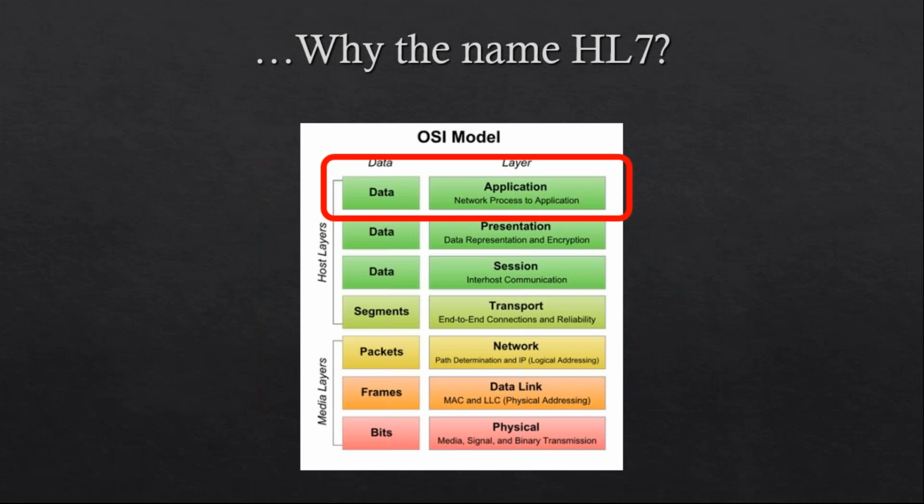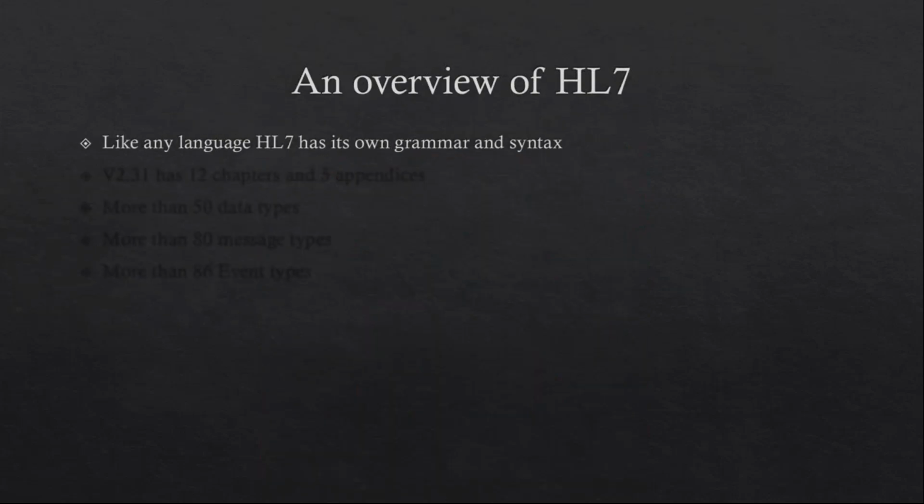For HL7, we work with HL7 within an application. That application operates on the seventh layer, the application layer, which is why we call it HL7, Health Level 7. So, a quick overview about HL7: like any other language, HL7 has its own standards, its own grammar and syntax, which we will look at.